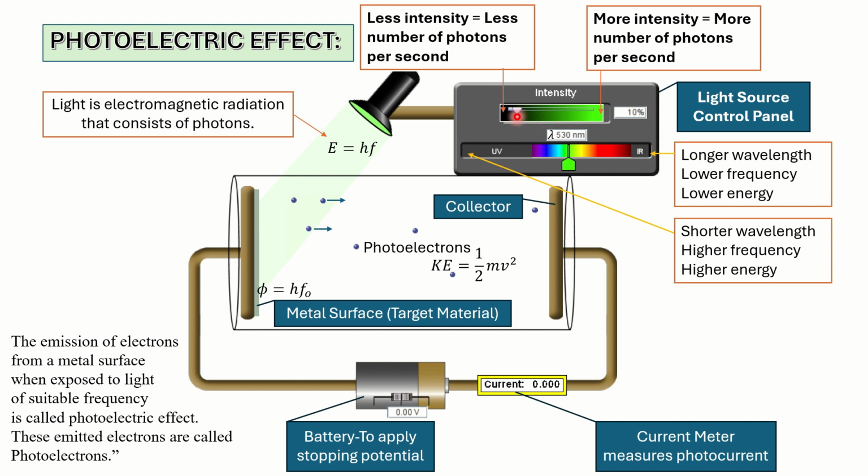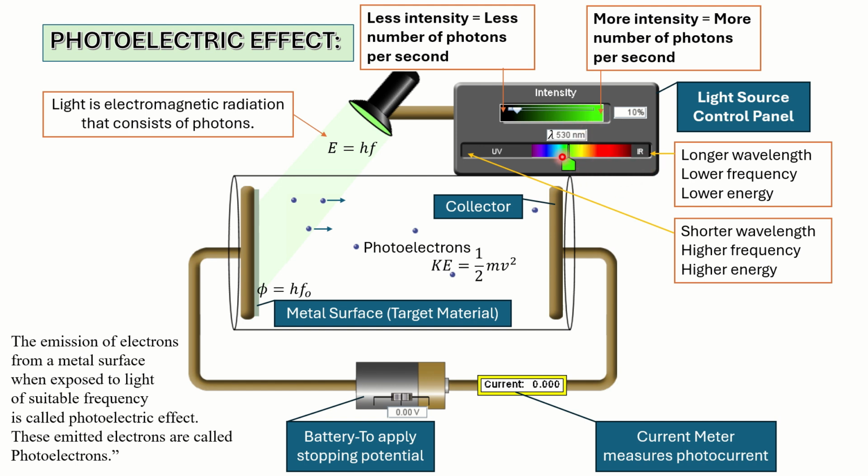Next, understand the control panel of this light. Here two sliders are given. This is the intensity slider, and another one is the frequency slider, or you can say the wavelength slider, or the energy slider, the energy of the photon. Less intensity means fewer photons per second. Moving to the right means more intensity, that is, more photons per second. We can change it from 0 to 100.